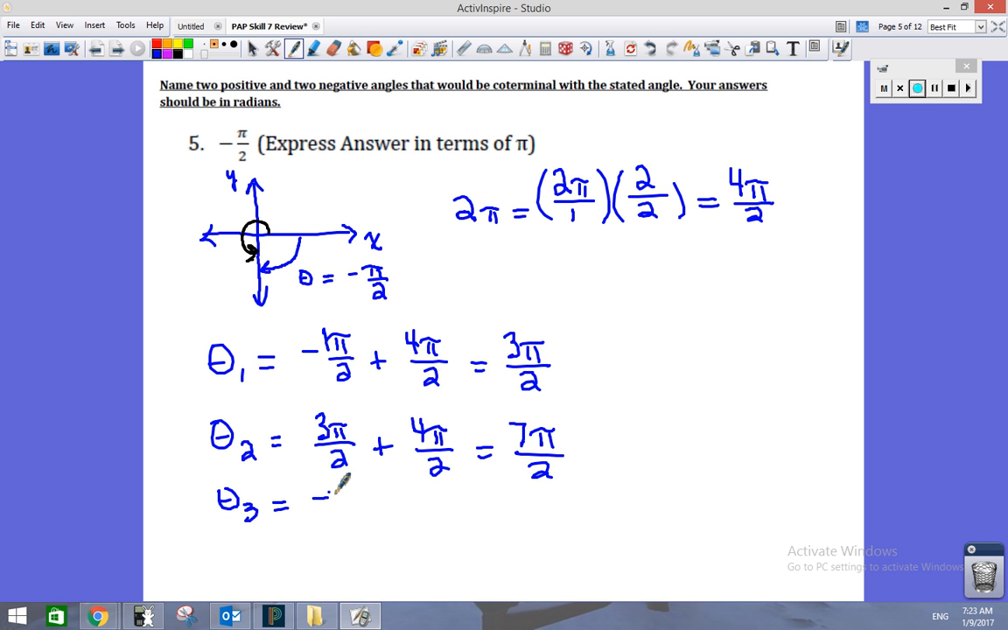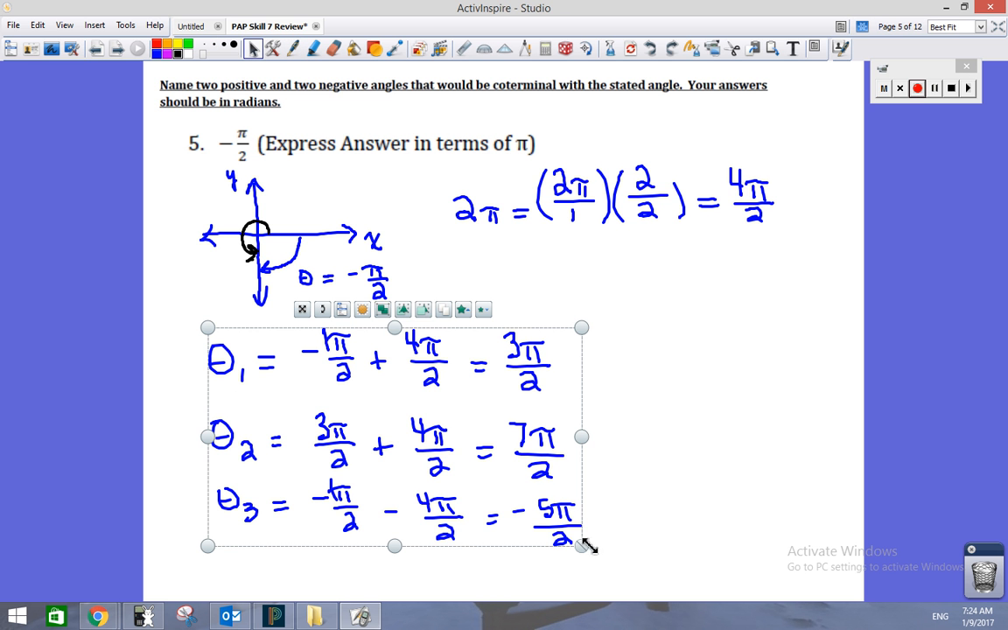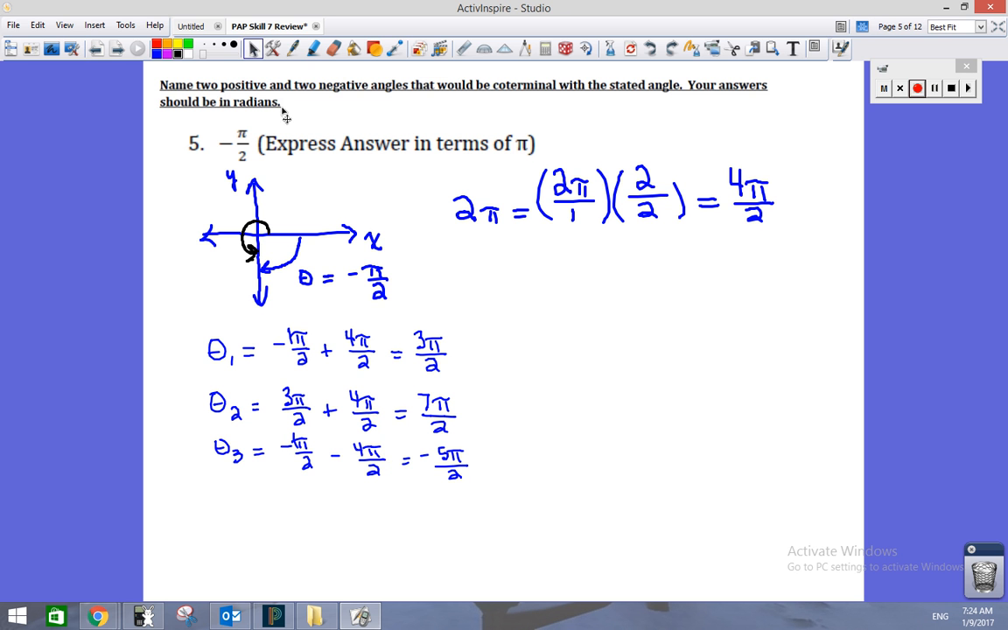Let's come back to our negative pi over 2 and subtract complete revolutions. So I've got negative 5 pi over 2, and if I subtract another revolution, negative 9 pi over 2.